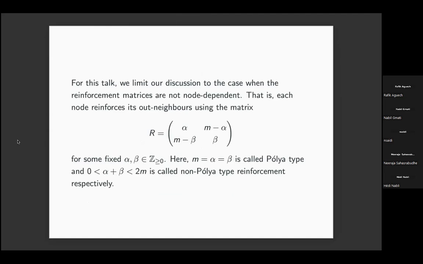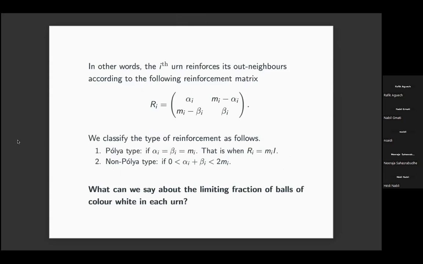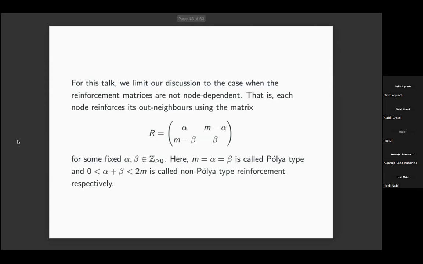Either the reinforcement on the whole graph is polar type or it is non-polar type. Earlier you could have cases where some of the vertices are reinforcing according to polar type, some according to non-polar type. I have simplified that now, and either the reinforcement across all urns is polar type or it is non-polar type. So that is the case that I'm going to talk about.